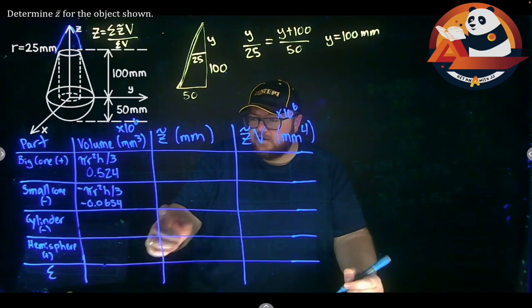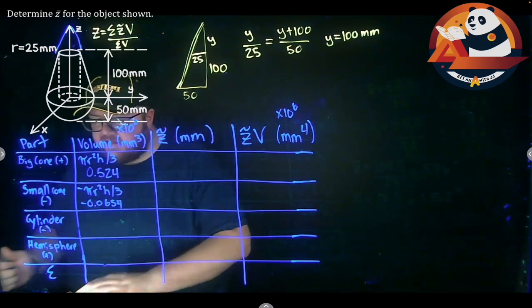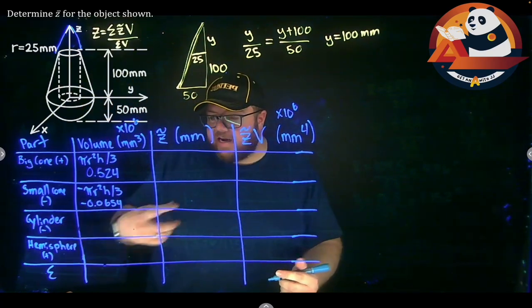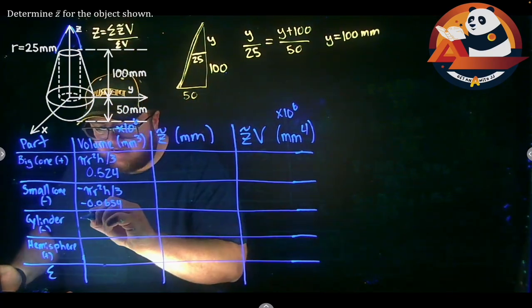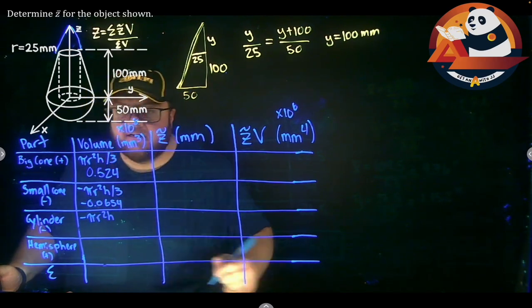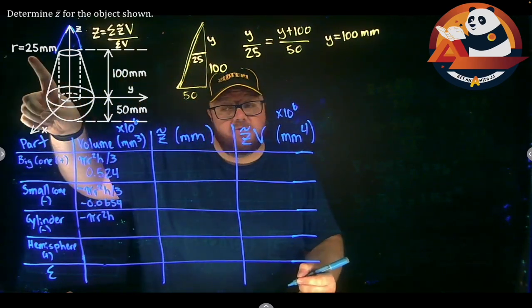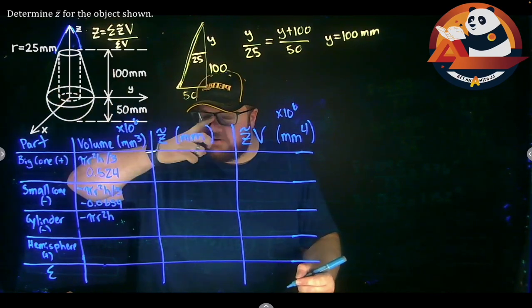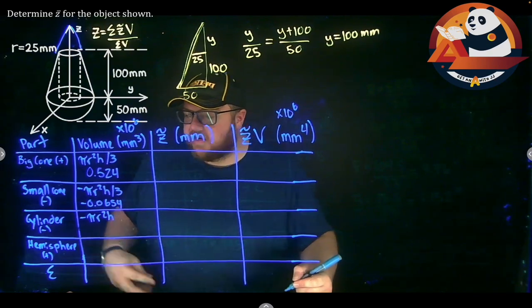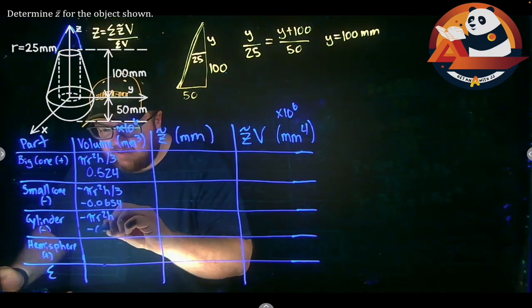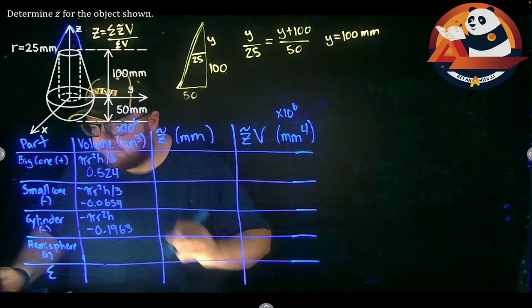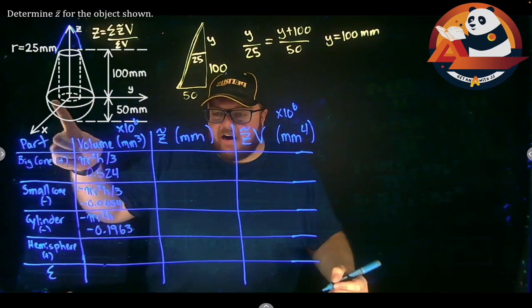For our cylinder, well, the volume of an entire cylinder is pi r squared h. We just make that negative: negative pi r squared h. The radius of that cylinder is 25. The height is 100. So negative pi times 25 squared times 100 will get us negative 0.1963.